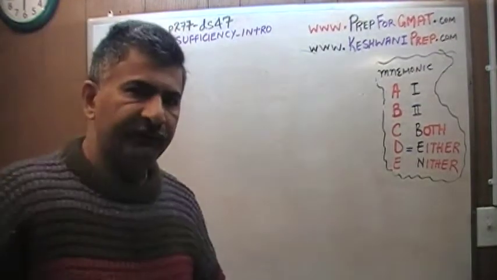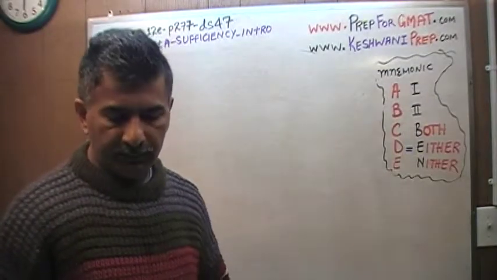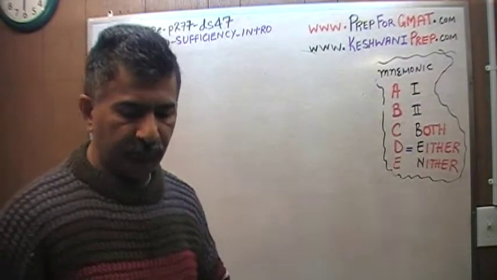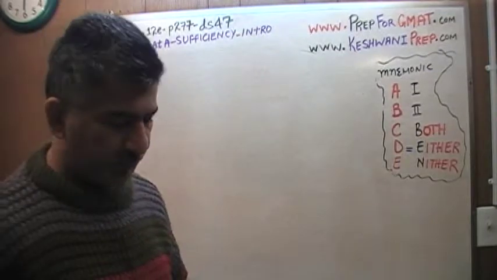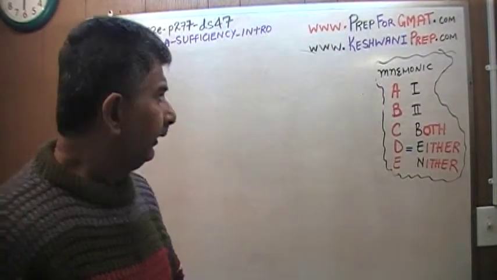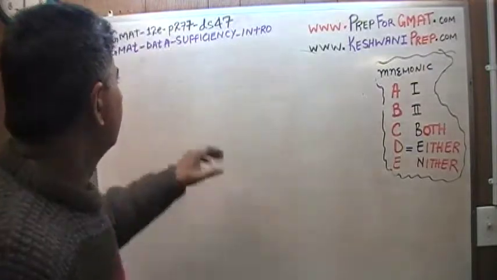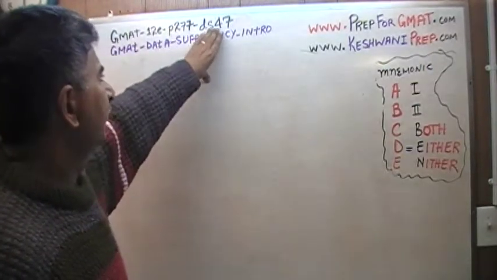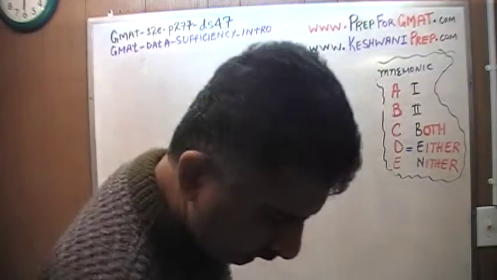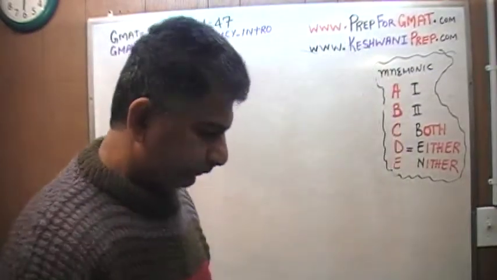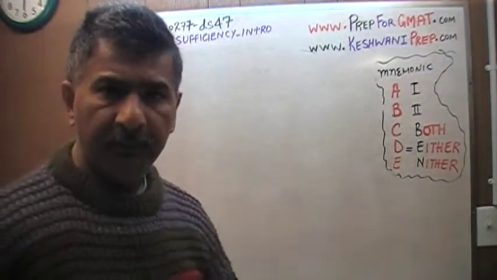The composition of the exam has changed a little bit, and the questions that they've selected in this book, a lot of them actually are new. The problem that I'm about to solve is the one that you're going to find on page number 277, data sufficiency number 47. Let's take a look at it. Turn to the page and read the problem with me.